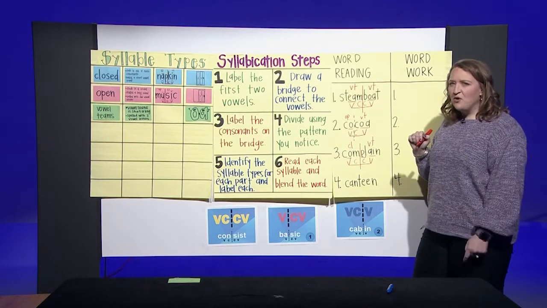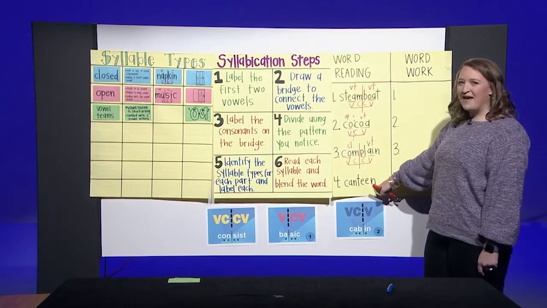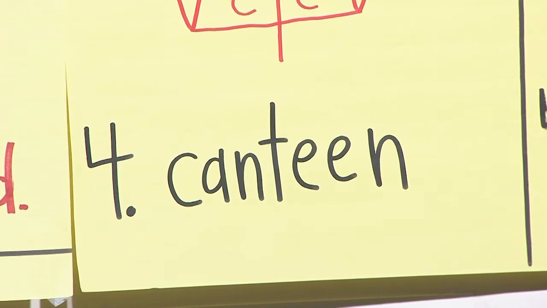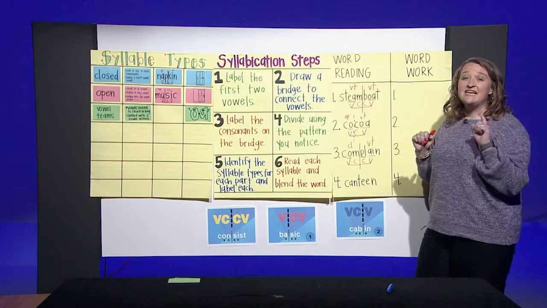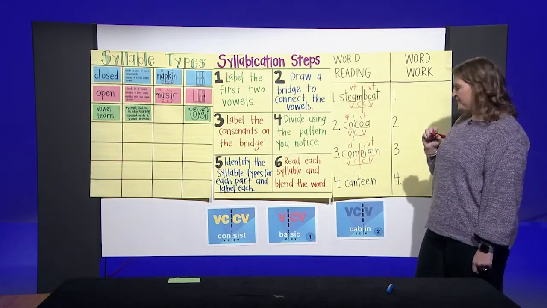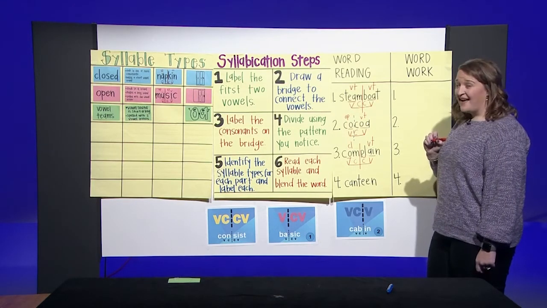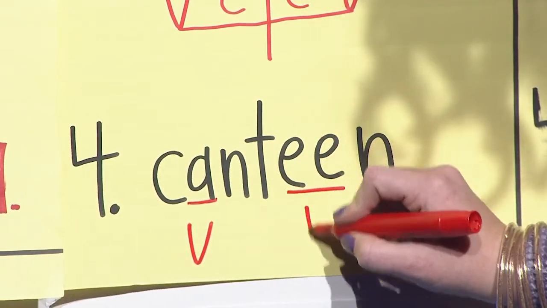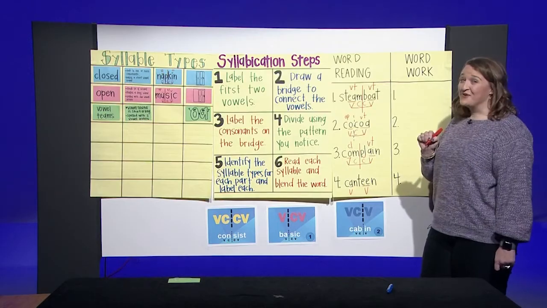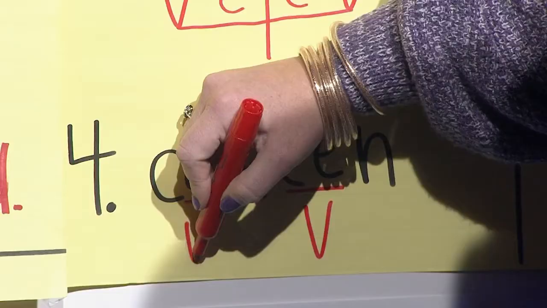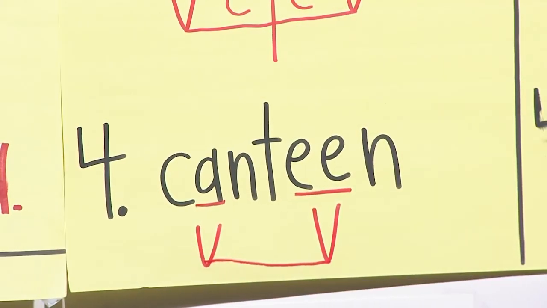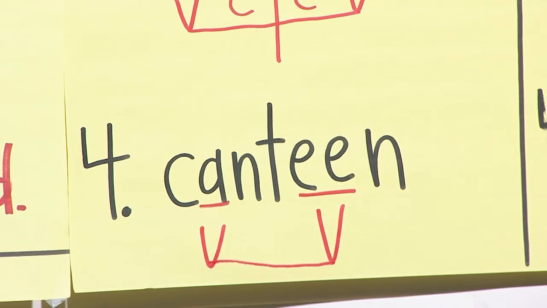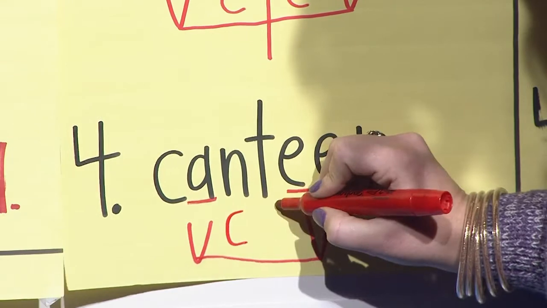All right, can you do one more word with me? Great. Write this on your paper. All right, step one. Label your first two vowels that you see. I hope you underlined and labeled A and EA, because EA is that vowel team. Draw your bridge to connect your vowels. Now we're ready for step 3, which is where we label our consonants on the bridge. And I see N and T.